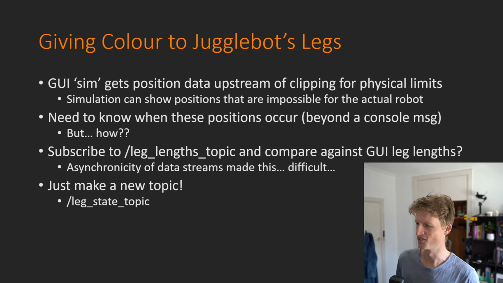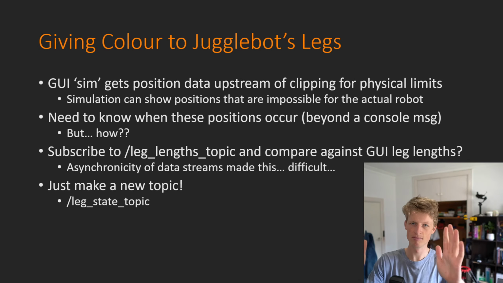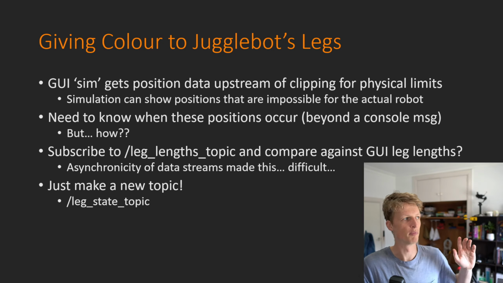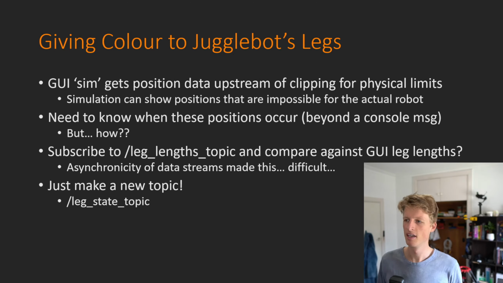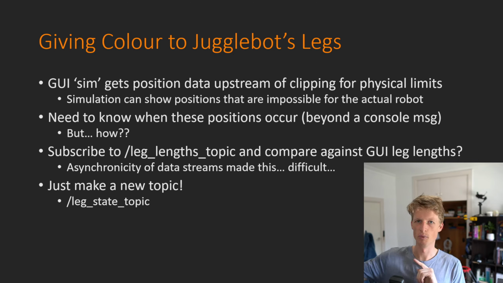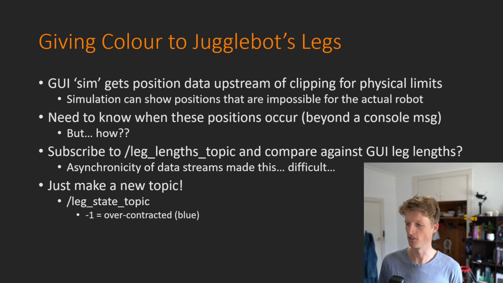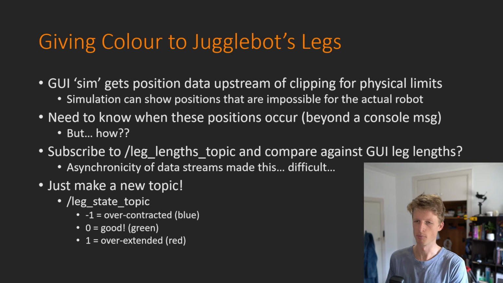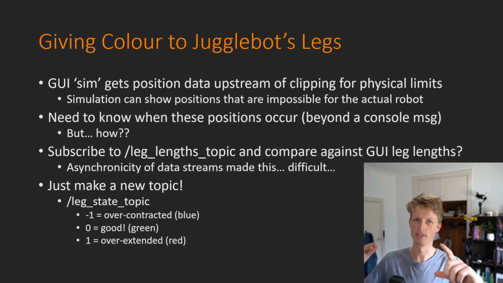This topic is called the leg state topic, where it just publishes from the same point as the leg lengths topic. After the legs have been clipped and their lengths made, and once we're sure that the legs will not kill themselves on the actual robot, it publishes out which legs are fine and which legs had to be clipped. For any legs that had to be clipped, we indicate which direction. If it's -1, it's over-contracted. If it's 0, then it's good, it's within the bounds. And if it's +1, then it's overextended. So this topic is just 6 values ranging from -1 to 1.